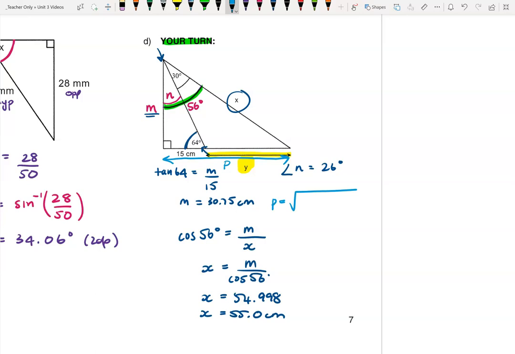So it's the square root of the hypotenuse, which is x squared, take the other side, m squared. So if I'm going to do that, I'm going to get P as 45.60 centimeters. So from there, I can find Y, because Y will be exactly 15 centimeters shorter. So Y is going to be 30.60 centimeters to 2 decimal places.